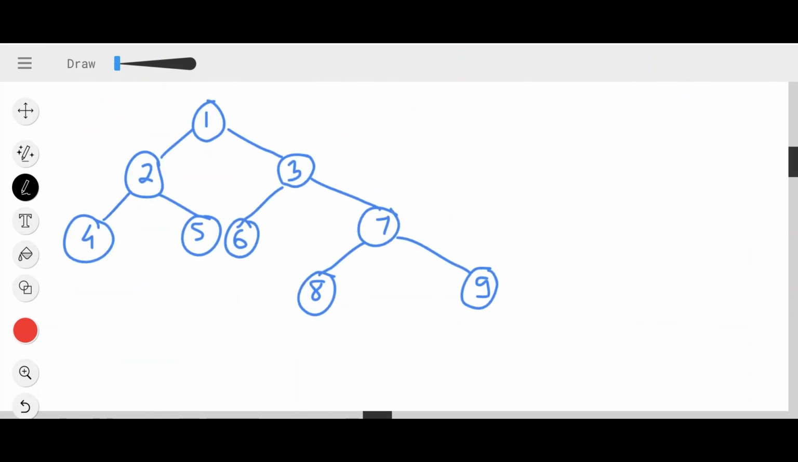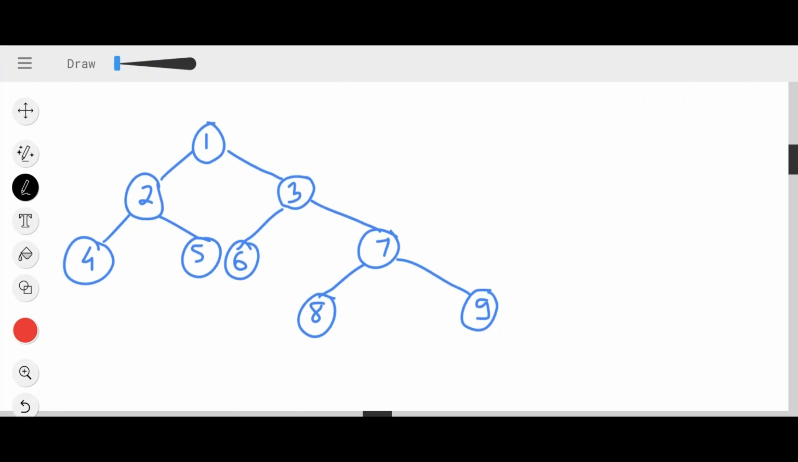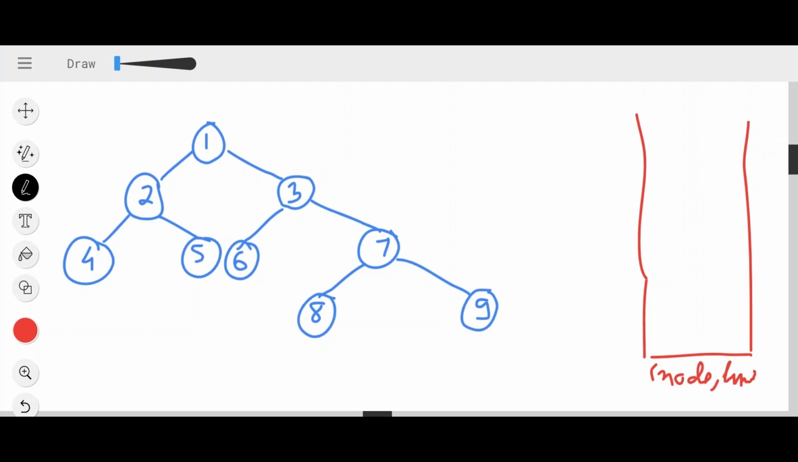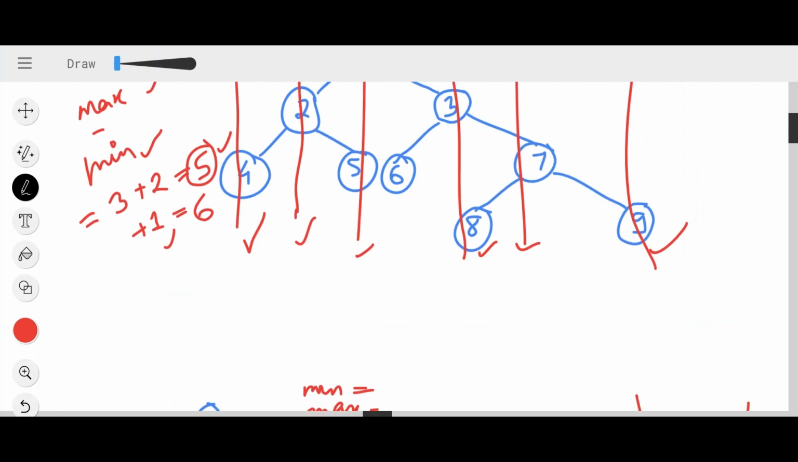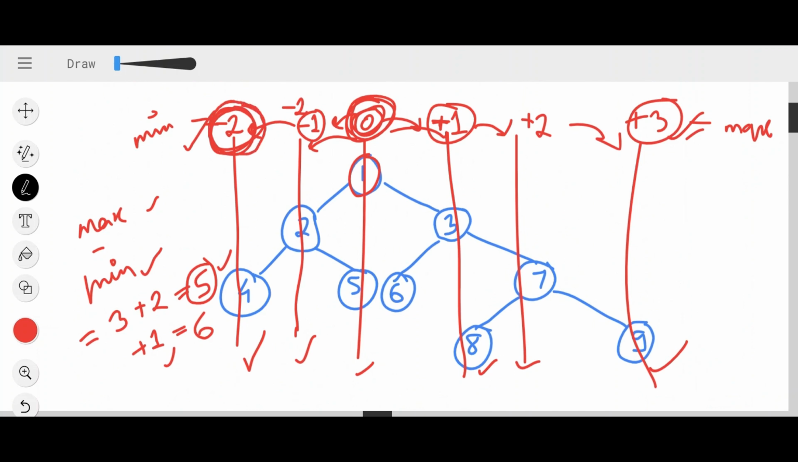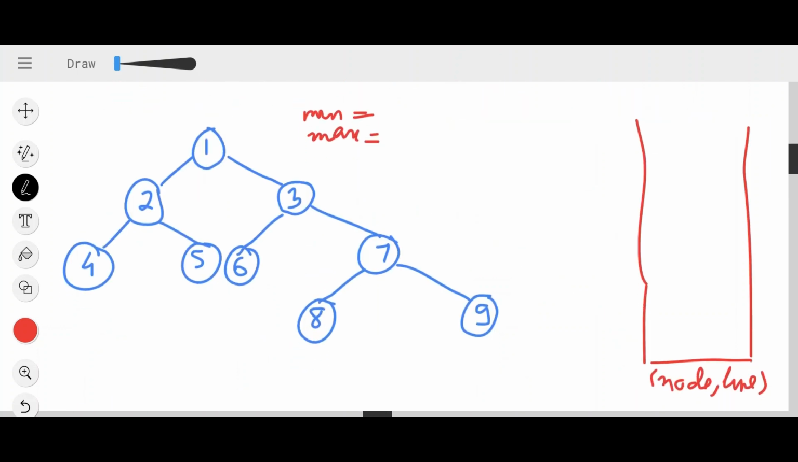So now let's see how the code will work. To traverse this, I will use a queue, and in this queue, I will store a pair of node and line number. Along with this I will also use two variables called min and max, to store the endpoints, that is the smallest line number and the maximum line number. Now let's start the traversal. I will start the traversal from the root node. Since I am starting from the root node, I will mark this line as 0. So push the node and the line number.